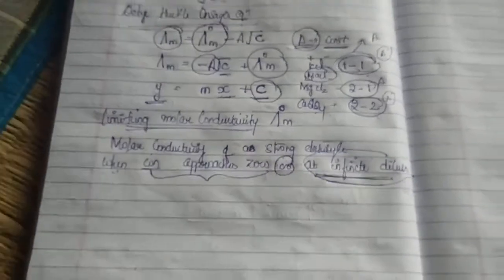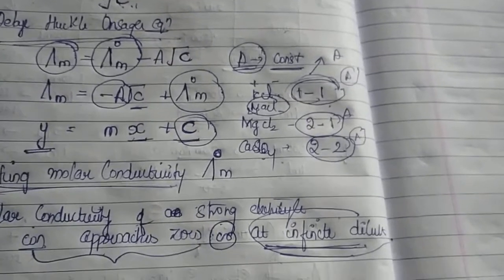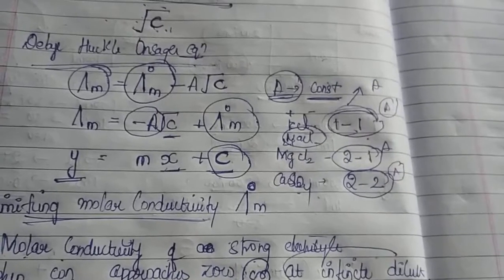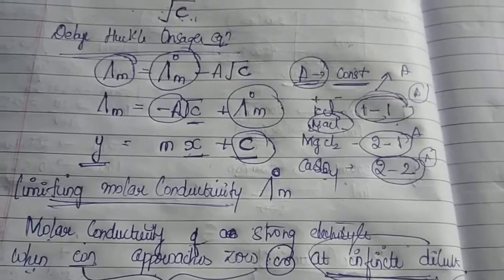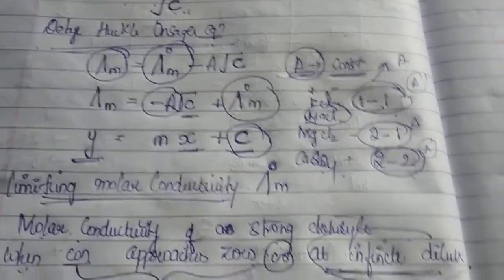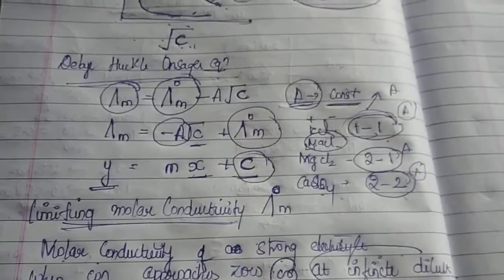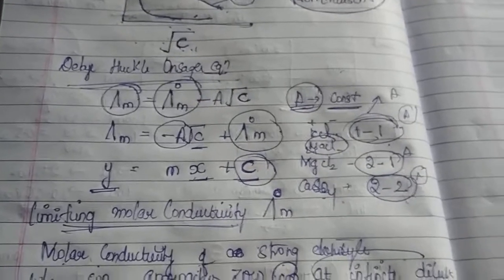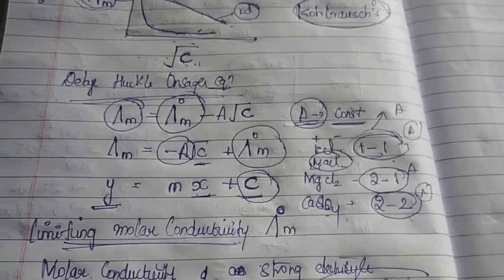So in today's session, we have come to know what you mean by conductivity and what you mean by molar conductivity. We also saw the variation of conductivity and molar conductivity with respect to concentration. We came to know that conductivity, for both strong and weak electrolytes, decreases with a decrease in concentration or increase in dilution. Whereas molar conductivity increases with increase in dilution or decrease in concentration. We have given the respective reasons for that.